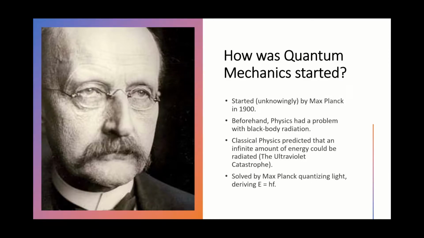This was solved by Max Planck by quantizing light. So instead of having a continuous value, you can only have a discrete value of energy. And this was derived as E equals hf, E being energy, f being the frequency, and h being his constant, which is 6.63 times 10 to the minus 34 joules per hertz. Now, the idea of quantizing values became very important.